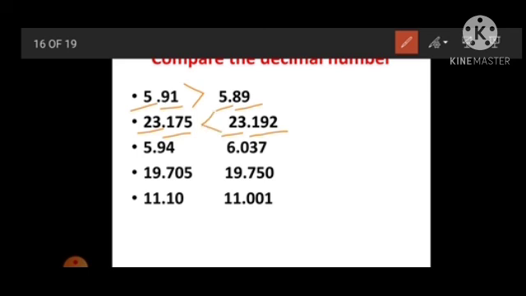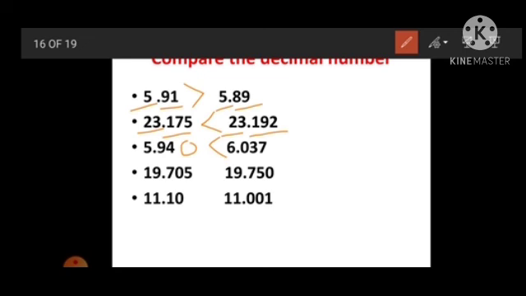Now 5.94, 6.037, both are not like decimals, they are unlike decimals. So we first convert into like decimals. We add 0 on this, 5.940. Now we compare the whole numbers. Here is a 5, here is a 6. Which is bigger? 6. So 5.940 is less than 6.037.